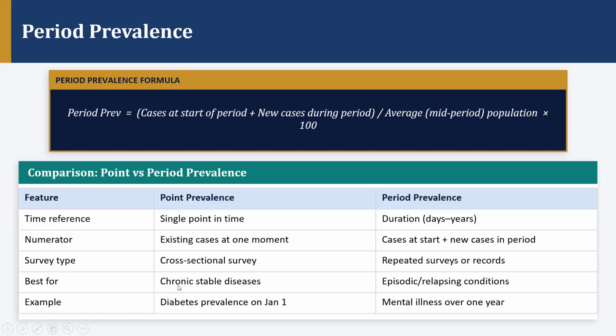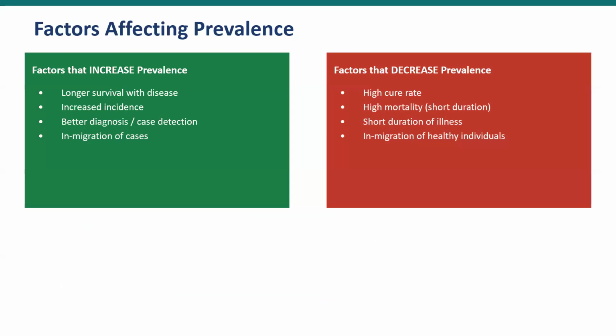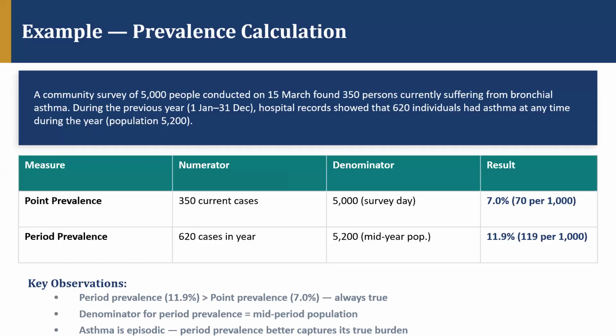So point prevalence is best for chronic stable diseases. Period prevalence is best for episodic and relapsing conditions. For example, point prevalence is diabetes prevalence on January 1, and period prevalence is mental illness over 1 year. Factors affecting prevalence: factors that increase prevalence include longer survival with disease, increased incidence, better diagnosis and detection, and in-migration of cases. Factors that decrease prevalence are a high cure rate, high mortality, short duration of illness, and out-migration of healthy individuals.